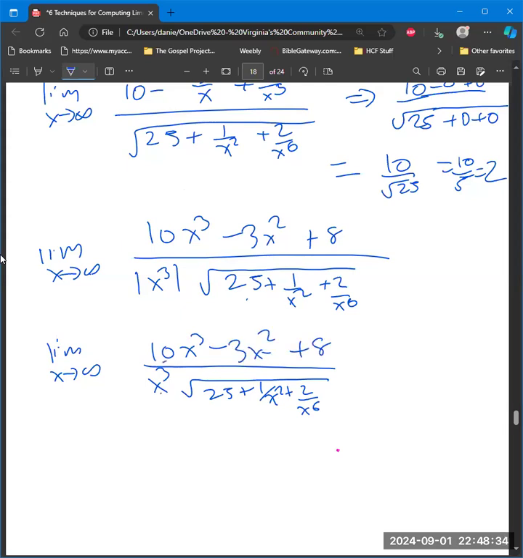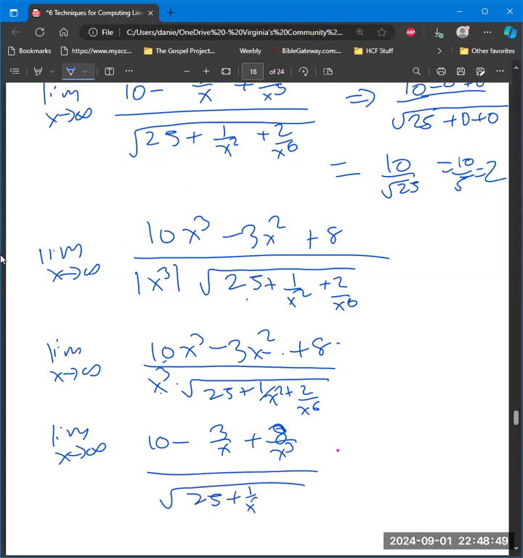Divide all of these things up here by this x cubed, and I get 10 minus 3 over x plus 8 over x cubed, root 25 plus 1 over x squared plus 2 over x to the sixth. And I still get 10 over root 25. This 10 over 5 is 2. Either way, I get the same answer.